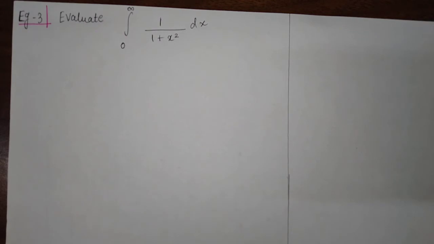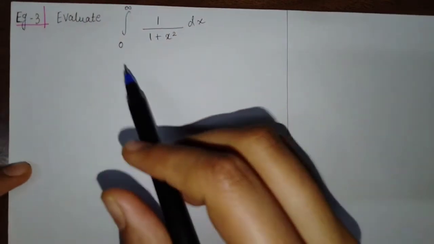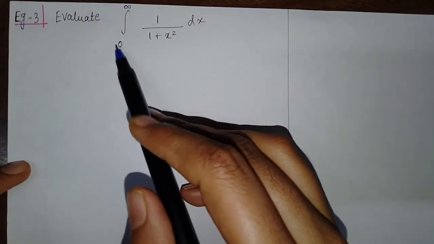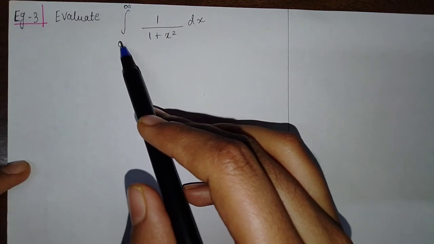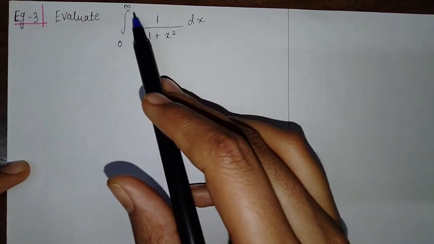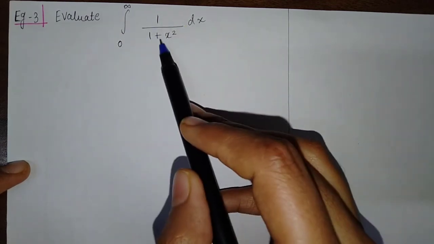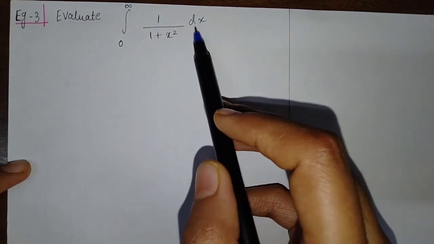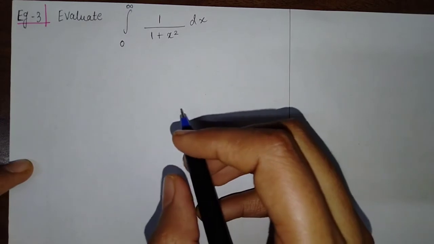So example 3. Evaluate the integral from 0 to infinity of 1 by 1 plus x square dx. Again you can see that the limit is not in the form of minus infinity to infinity, but it is in the form of 0 to infinity. So we can find the value from minus infinity to infinity and convert it into 0 to infinity. And here also the function is in the x form. So we can again use this method.